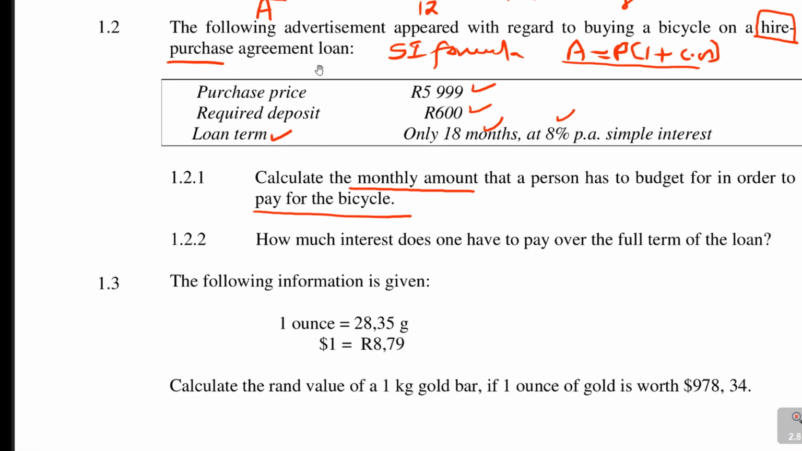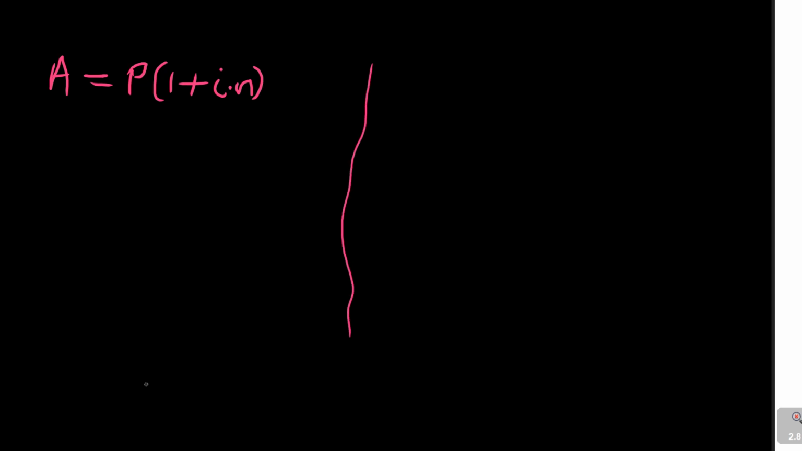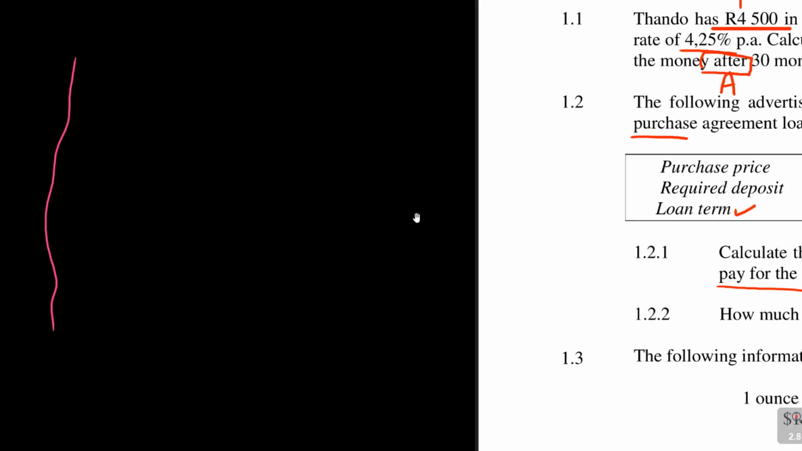So they are saying the following advertisement appeared with regard to the bicycle. It was hire purchase. So what you do, you come here and say A is equal to, similar to what we did previously, A is equal to P(1 plus i times n). Or even if you didn't put the dot in, it still makes sense. And remember, I have to now input my values, what I have for my i and everything.